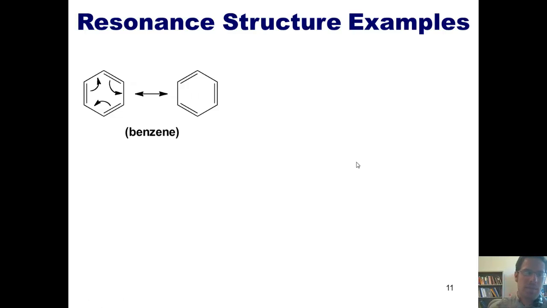Here are a few examples. You can see that in this example here, the molecule known as benzene, each of these different pi electrons can swing like a door on a hinge, closing to form a double bond, and then swinging the next pi electrons to close and form the next double bond. This gives the resonance structure shown to the right.